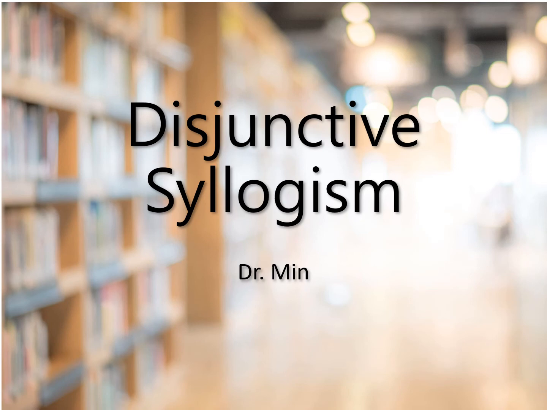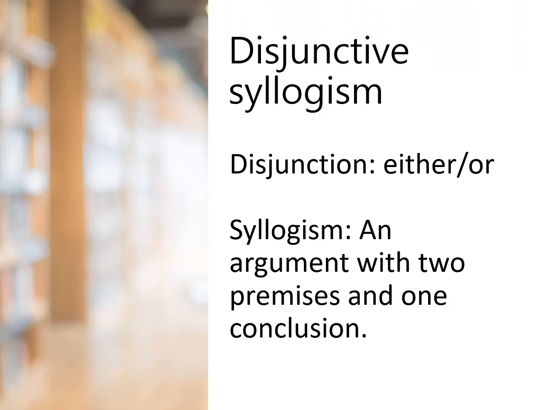Hello everyone. Today I want to talk to you about disjunctive syllogism. Disjunctive syllogism is made up of two different words. Now, disjunction is either-or. So if I say either you get this or that, either you take the car or walk, and so forth. Now, syllogism is a word that refers to arguments with two premises and one conclusion.